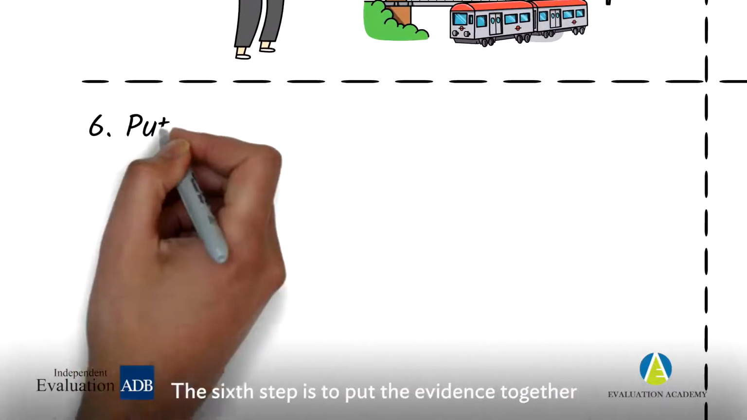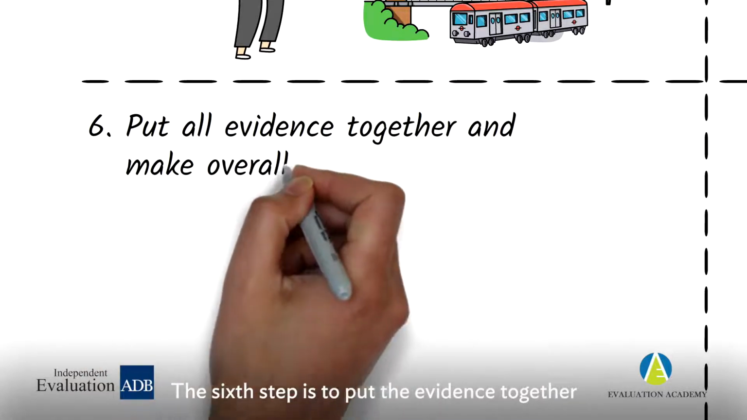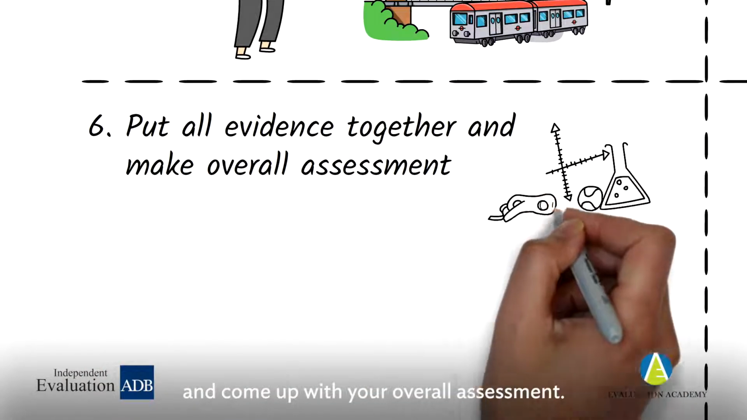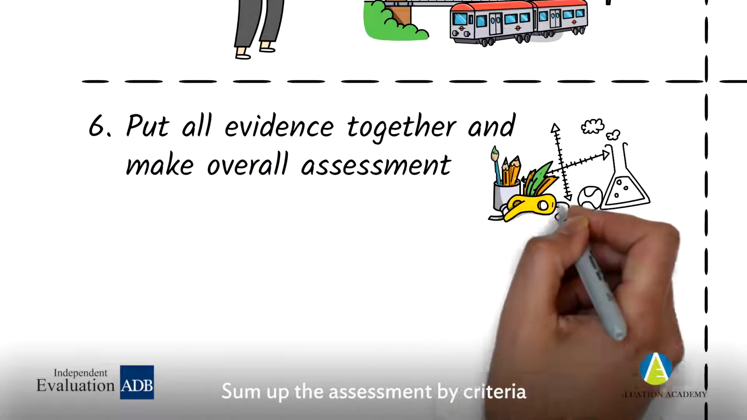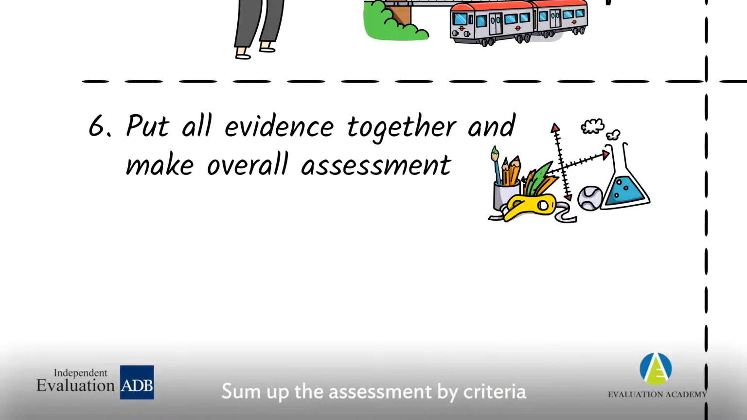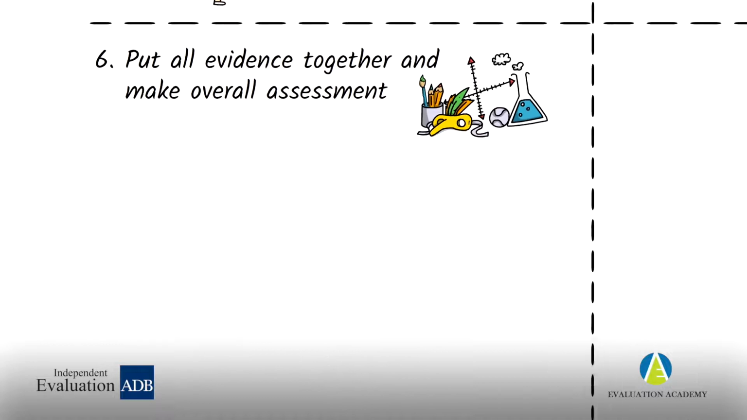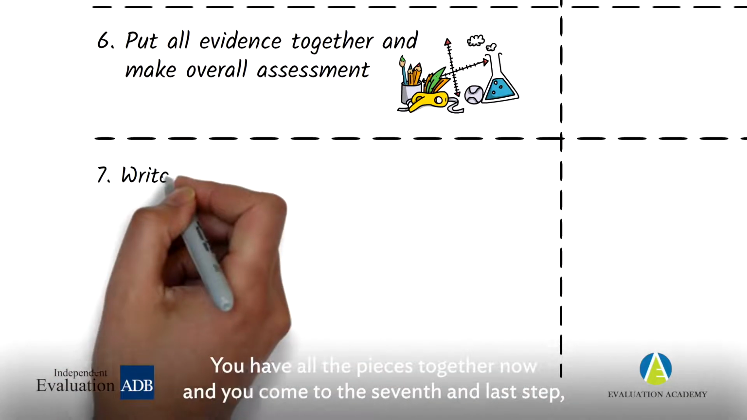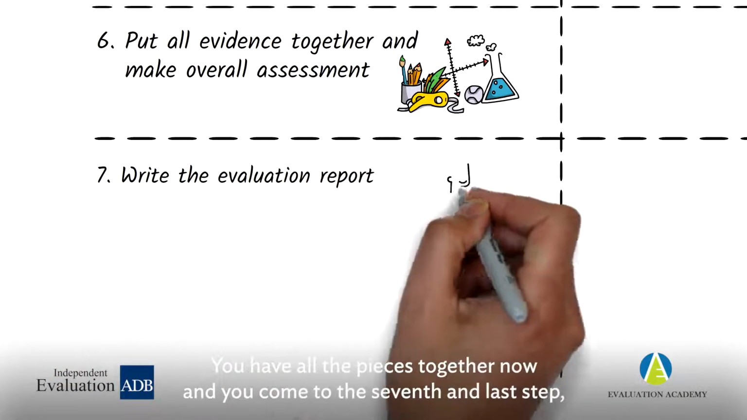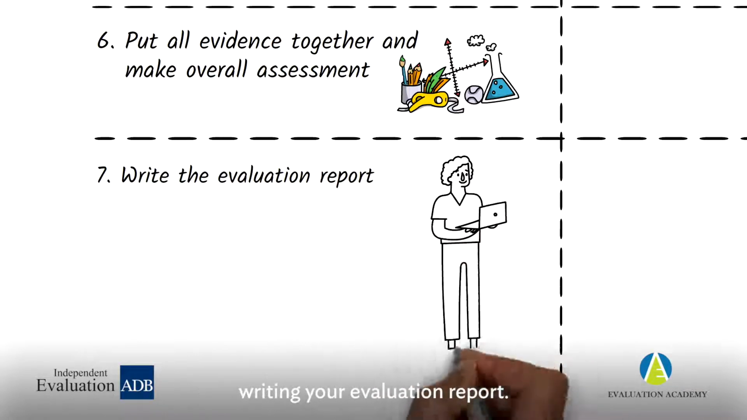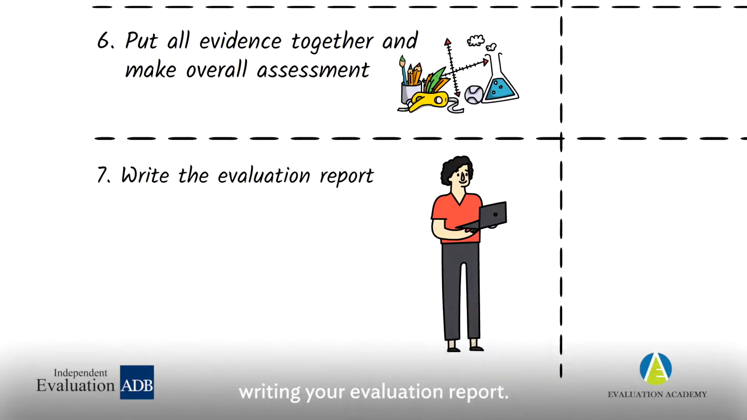The sixth step is to put the evidence together and come up with your overall assessment. Sum up the assessment by criteria and establish the overall assessment of your program by summarizing these criteria. You have all the pieces together now, and you come to the seventh and last step, writing your evaluation report.